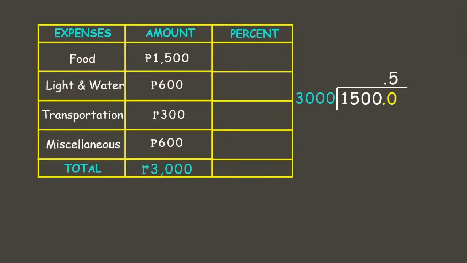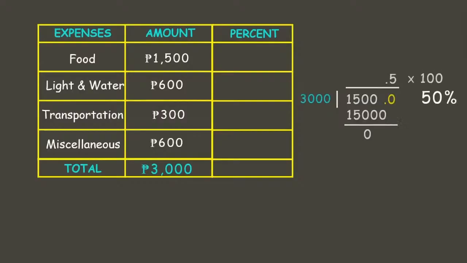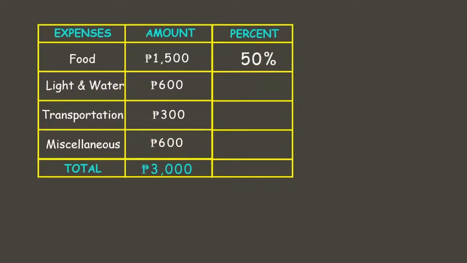Now 5 times 3,000 is 15,000, and if we subtract this, that will be 0. Now we have 0.5 multiplied by 100, and that will be 50%. Now that is the percent for food. Next, let's have light and water, which is 600 pesos divided by the total amount, which is 3,000 pesos.